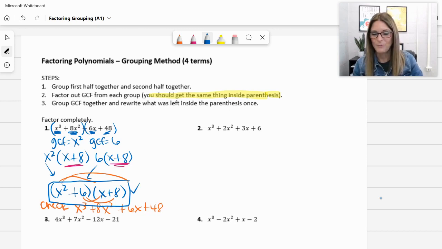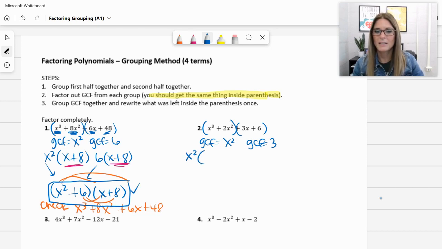Let's try number 2. x cubed plus 2x squared plus 3x plus 6. Grouping. Group the first 2, last 2 together. Look for a GCF of each group. First group, GCF, x squared. You want to take your greatest common factor. They only share x's in common. GCF of the second group, a 3x and a 6. Your GCF will be a 3. Okay, let's remove it.